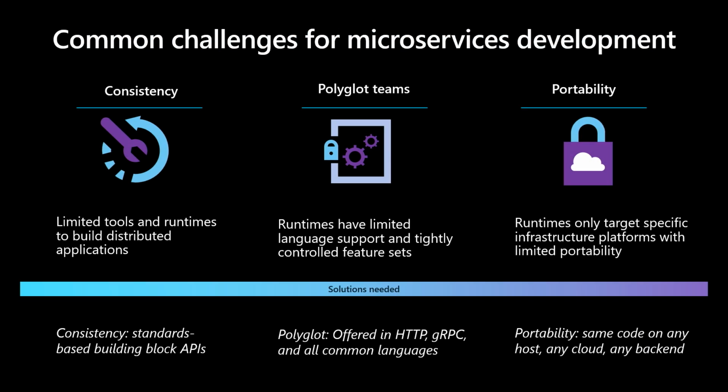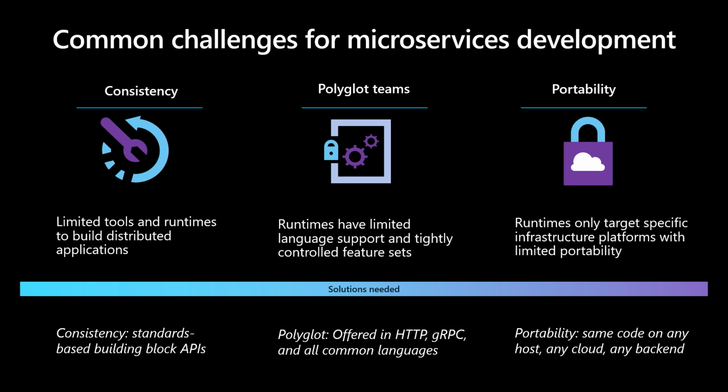Common challenges that we have, even as a .NET developer, are polyglot teams. While .NET is my favorite, many of you might have some Java, some Node, some Python. And so when you're building microservices, how do you make all these things interop?